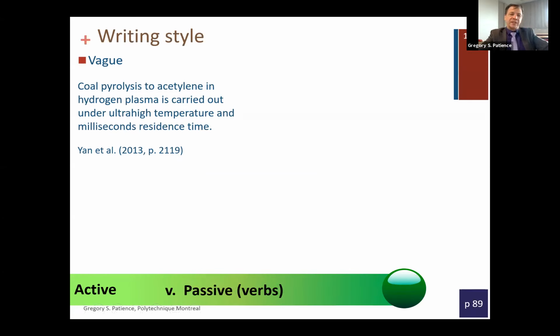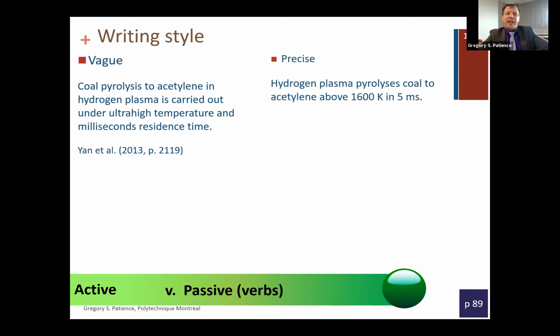So how do we improve this sentence? Well, we tell you what the temperature is, how much time it is, but further, we make it the active voice. Now, this is what's really difficult. Making this the active voice asks you to identify the agent. So what is doing what? So cold pyrolysis to acetylene. Now, that's the subject, but what is the agent? Okay, so here, in fact, the agent is hydrogen plasma. That's what's doing the act. Hydrogen plasma pyrolyzes coal to acetylene above 1600 Kelvin in 5 milliseconds.